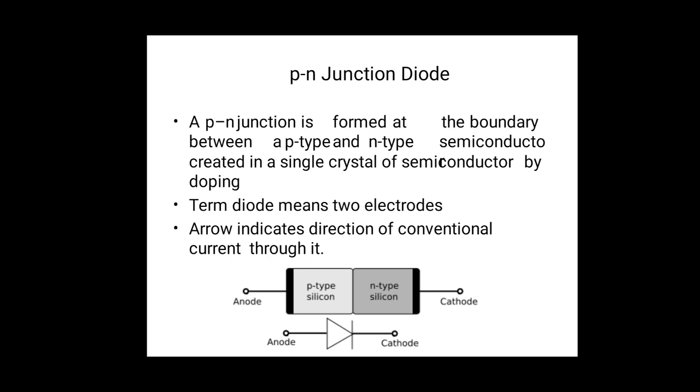This PN junction diode has two terminals. A diode is nothing but two electrodes. So it has two electrodes: one is the anode electrode, the second one is the cathode electrode. This is the symbol of the diode.